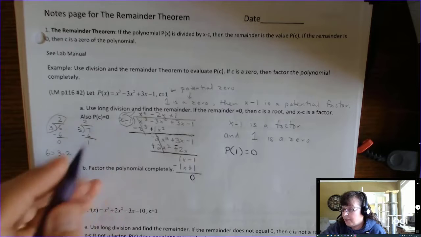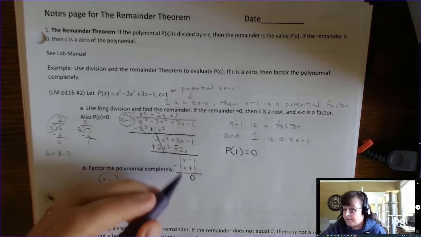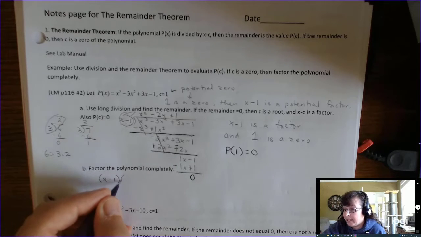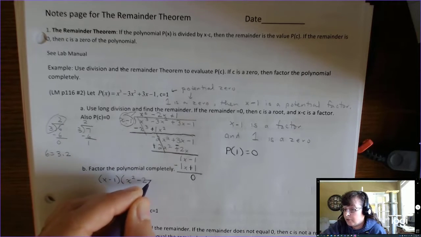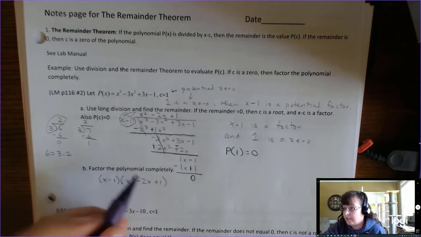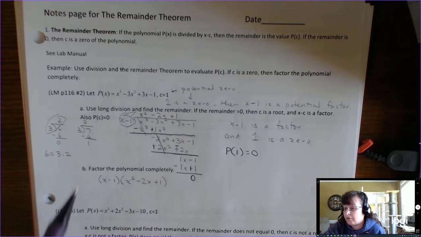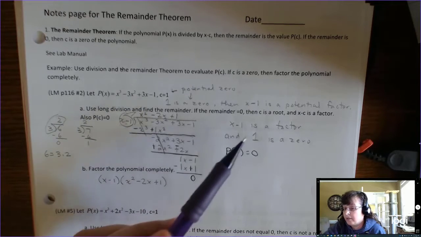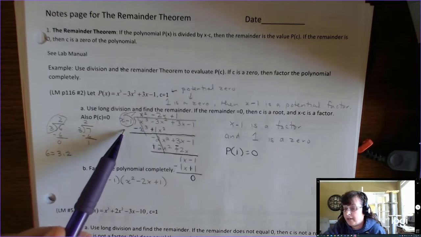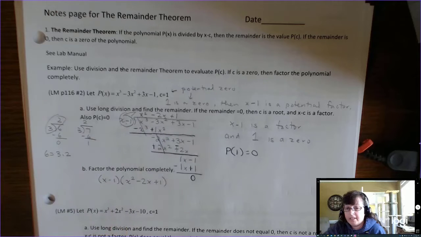Well, we just showed that x minus 1 is a factor because the remainder is 0. Well, the other factor is the quotient. So if I were to multiply all of this out, I would get x cubed minus 3x squared plus 3x minus 1. And so we factored. If you can find 1 zero, then you can turn that 0 into a factor. Then you can divide with that factor and get the other factor. So it's a nice way to factor.